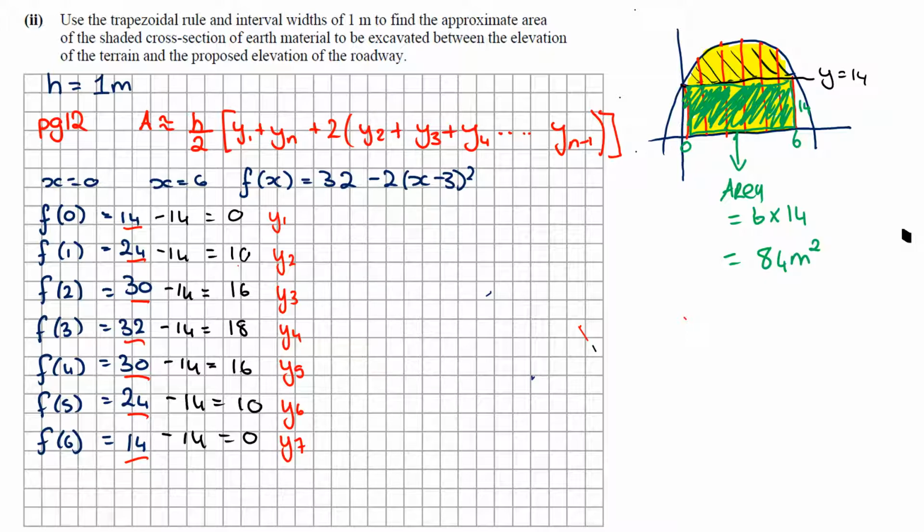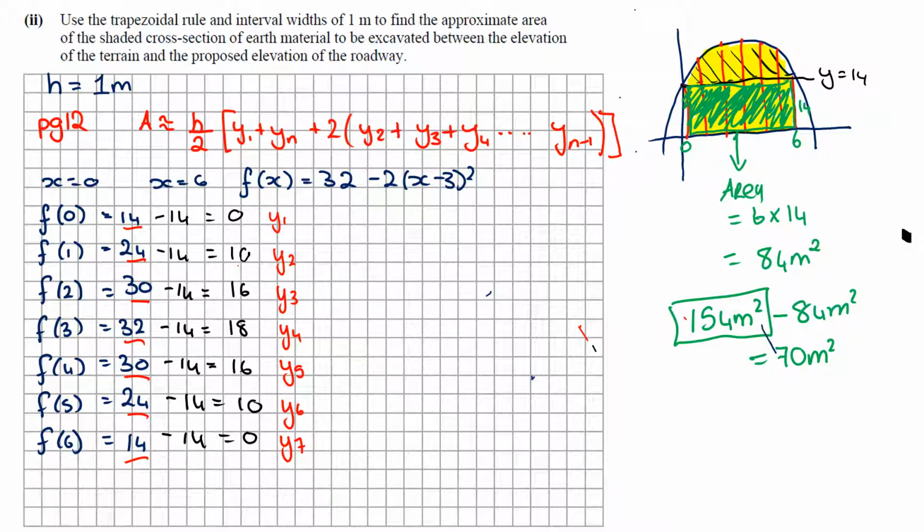So whatever you get from your trapezoidal rule, you'll have to take that away. So in this case, you'll get 154 meters squared from the trapezoidal rule. You'll take away your 84 meters squared, and you'll get your 70 meters squared. So if you got this answer, you just forgot to take away the piece that wasn't shaded.